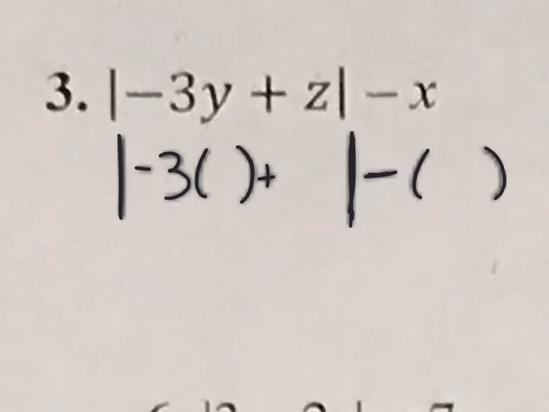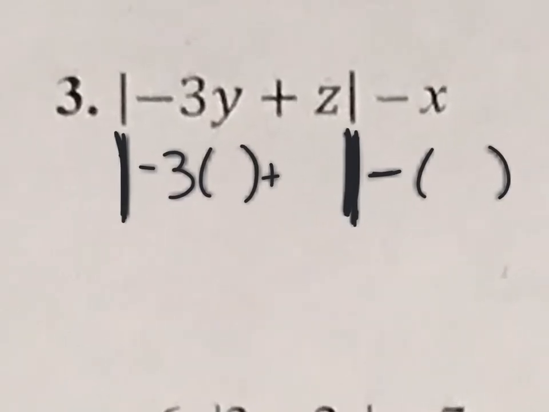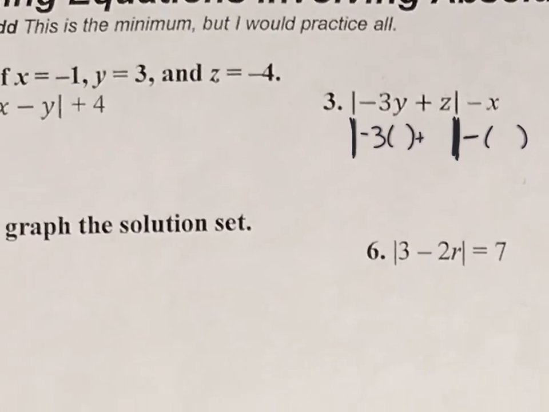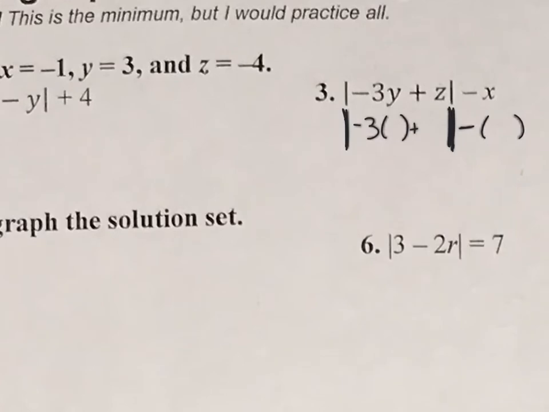Number 3, there's the setup. Notice I rewrote my absolute values and I rewrote everything. You have a -3, there it is. The y, I put parentheses. The z, you don't have to put parentheses. I'm just going to leave a blank spot. The x, I put parentheses. And now I'm actually going to go back and check the values that I need to plug in. So x is -1, y is 3, and z is -4.